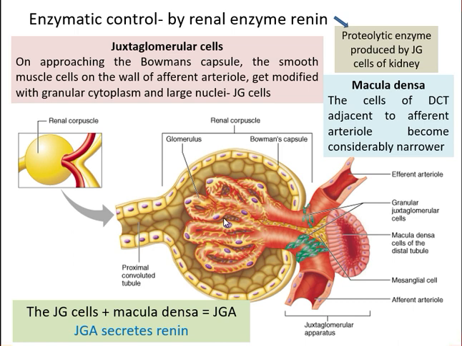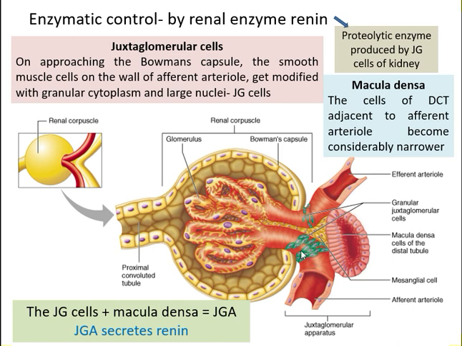Inside the Bowman's capsule is the glomerulus, and you can see the blood enters into the glomerulus through the afferent arteriole. Then it circulates through the glomerulus and comes out through the efferent arteriole. So this much is already known to you. The blood enters the glomerulus through the afferent arteriole and then leaves the glomerulus through the efferent arteriole.